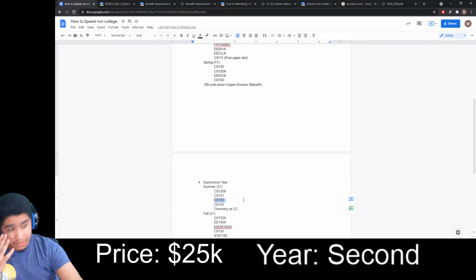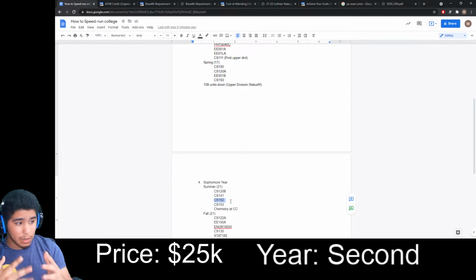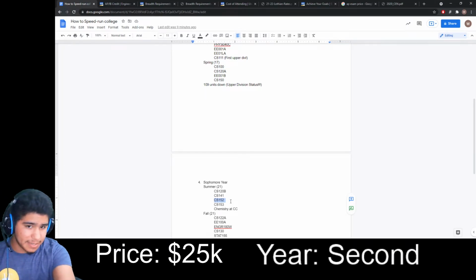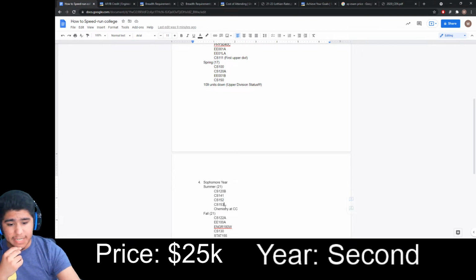CS152, this is compiler design. This one is strongly recommended to be taken right after CS150. It uses a lot of automata theory, it's all about that to build a compiler. You want to get it as soon as you can after CS150, which is why I put CS150 up there, right before it. This is required for computer science, but not for computer engineers, but you could take it as a technical elective. CS153, design of operating systems.